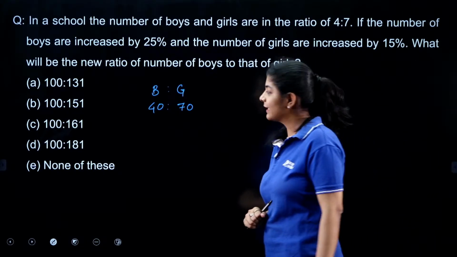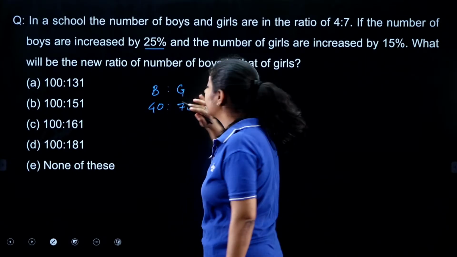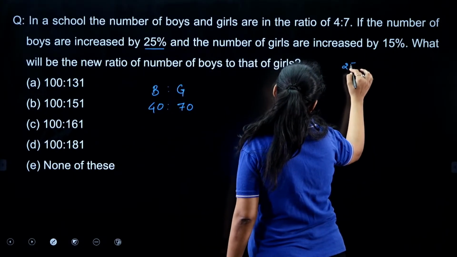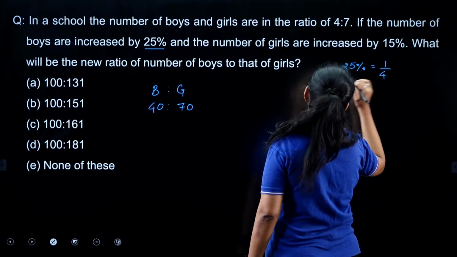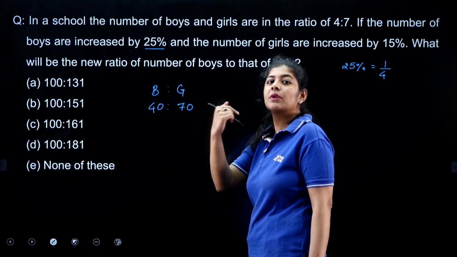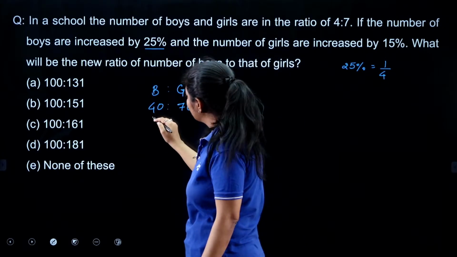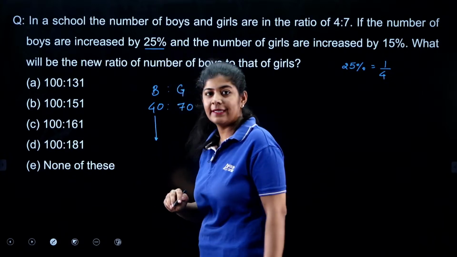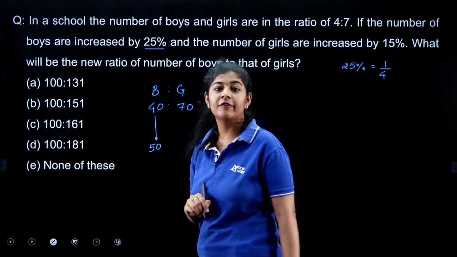So the question is saying that the number of boys is increased by 25%. So 25% can be written as 1/4. If I am having 4 boys, then the number of boys is increased by 1. That means the new number will become 5. So here we are having 40. That means the number of boys is increased by 10. And the new number of boys that we got over here is 50.